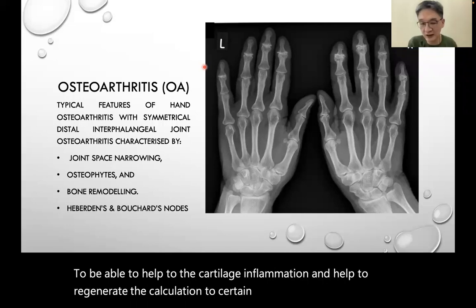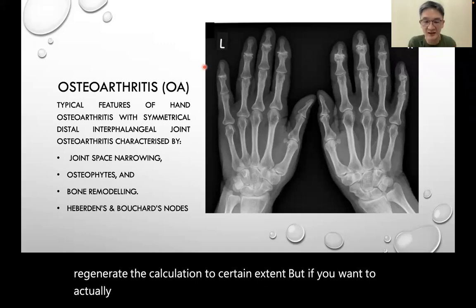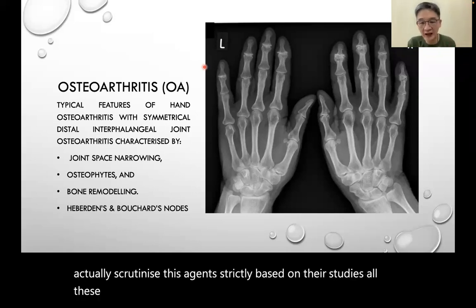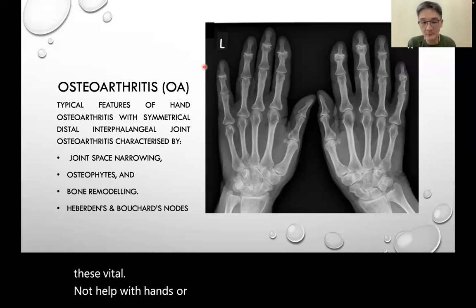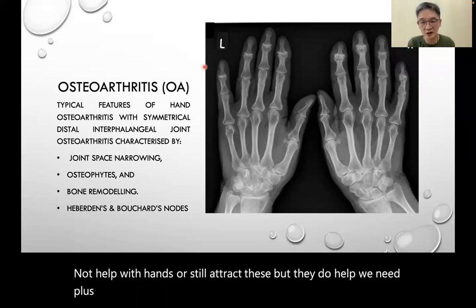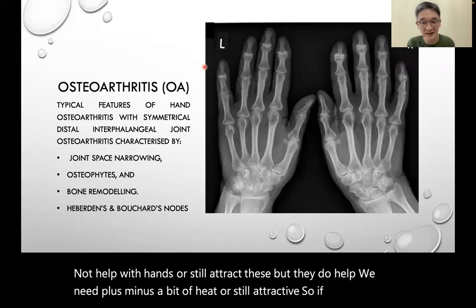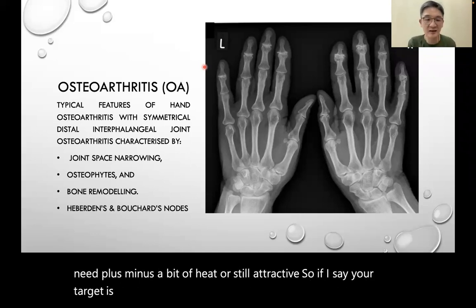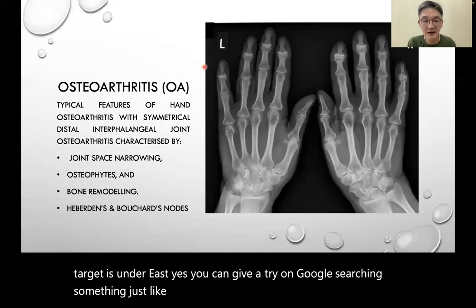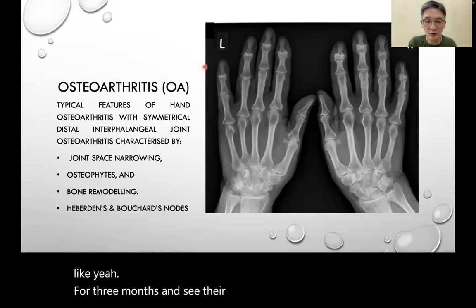But if you want to actually scrutinize these agents strictly based on their studies, all these vitral gastrinine, they do not help with hands osteoarthritis, but they do help with knee plus minus a bit of hip osteoarthritis. So if, let's say, your target is the knee, yes, you can give glucosamine sulfate, gastrinine a try for up to 3 months and see their response, but not with hand osteoarthritis.